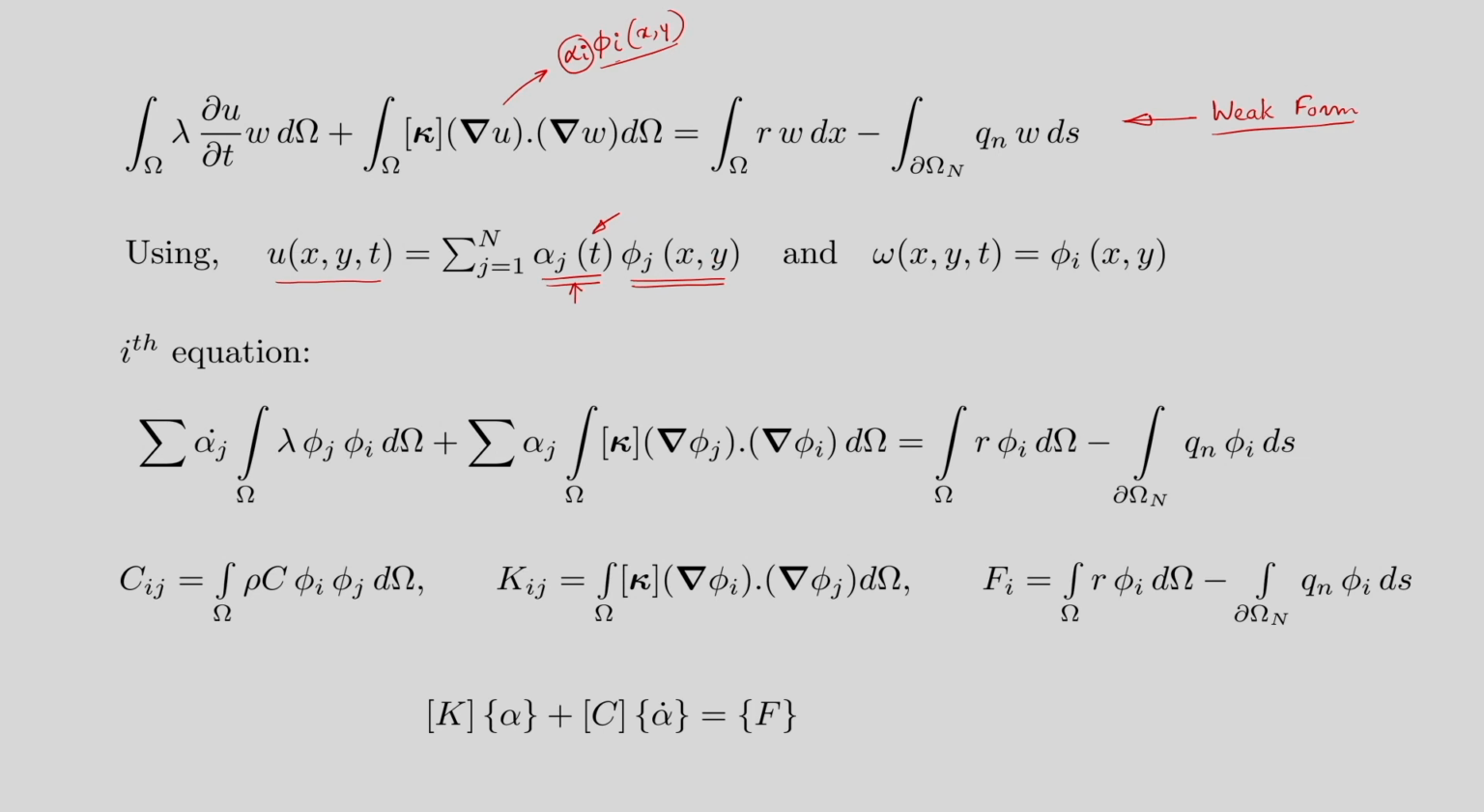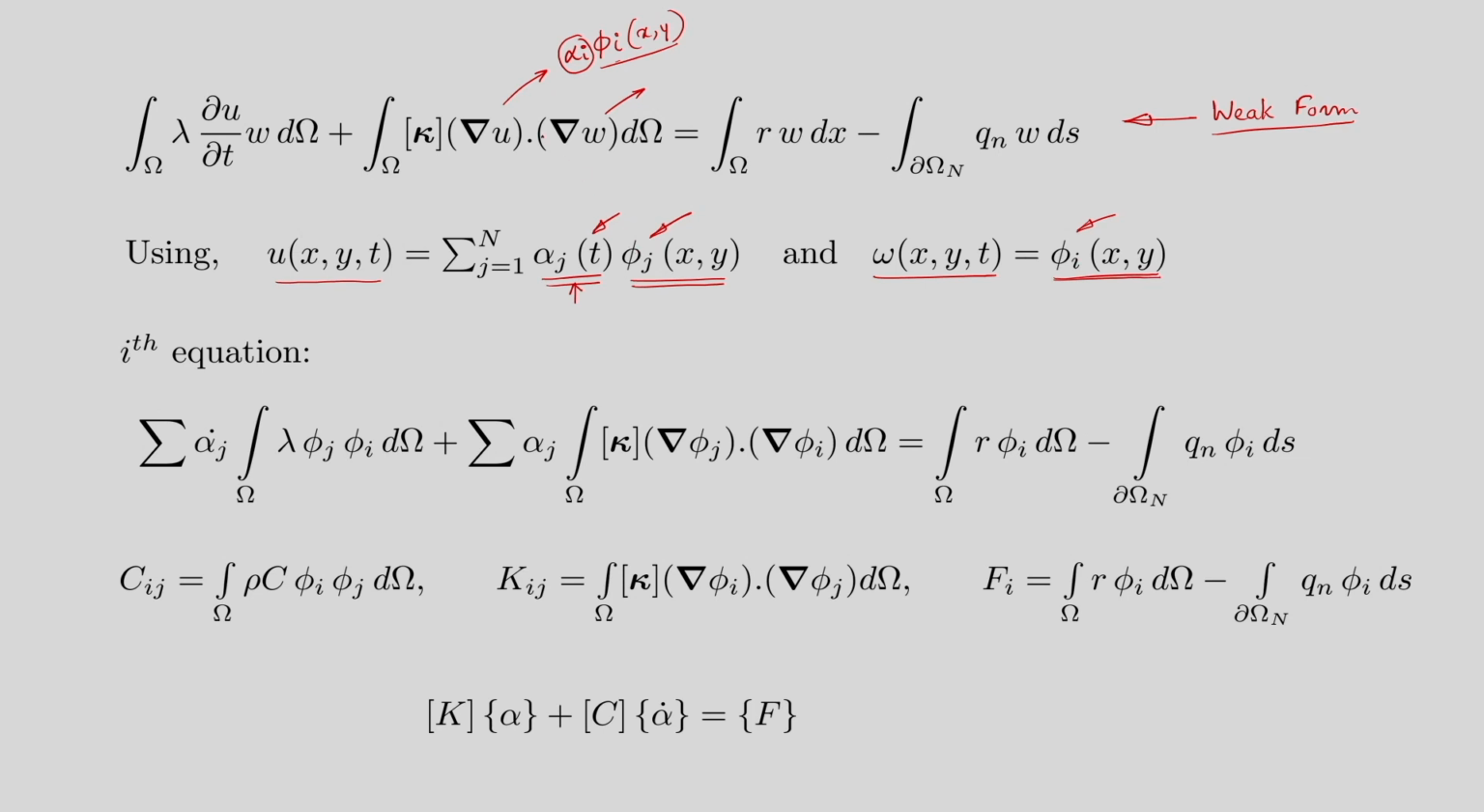Now, then how to represent w? So, we will follow the same strategy. We will say that we want to use the Galerkin approach and we will use the same phi i that we use to represent the primary variable u. We will use the same phi i's or the basis functions to represent w. So, if I take w as one of the phi i's, then I will get the ith equation. So, that is the strategy.